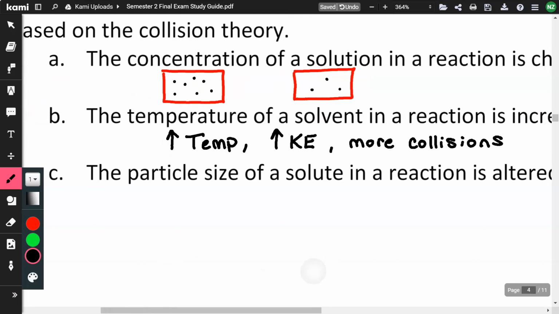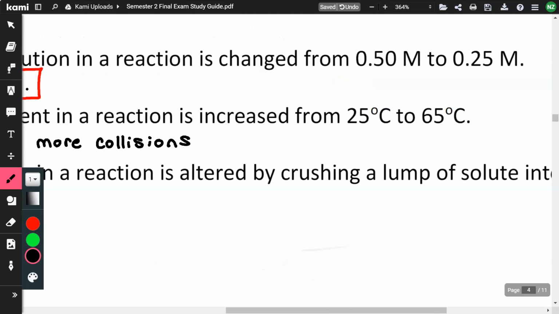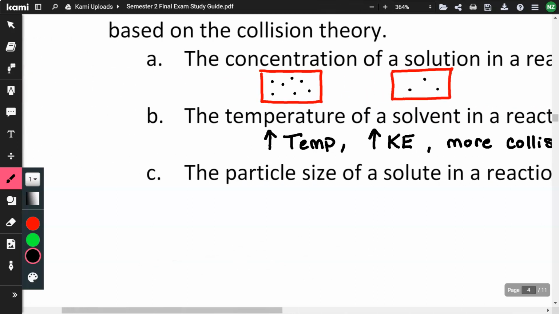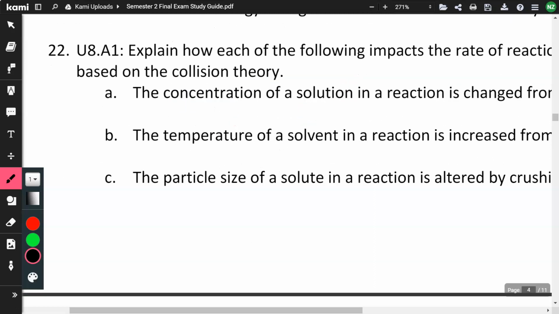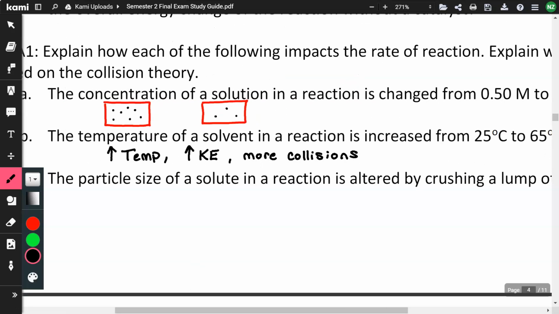Okay, particle size. It says the particle size of a solute in a reaction is altered by crushing a lump sum into a powder. The more surface area you have exposed, the faster the reaction is going to occur. Just think about if you're making hot chocolate: if you put the whole candy bar in there, it's going to take longer than if you crush that candy bar into smaller pieces. Same concept here. If you are working with smaller pieces, it's going to react faster.